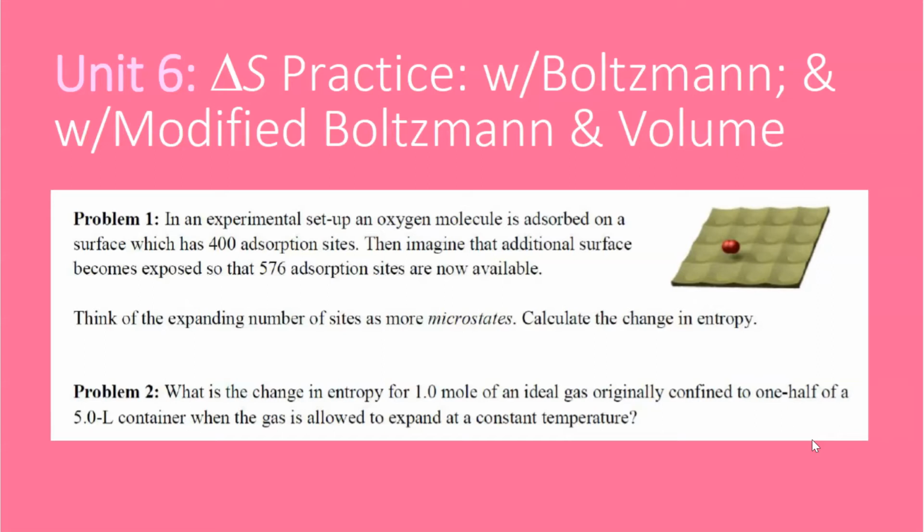has 400 absorption sites. Then imagine that additional surface becomes exposed so that 576 absorption sites are now available. Think of the expanding number of sites as more microstates. Calculate the change in entropy. Problem number 2. What is the change in entropy for 1.0 mole of an ideal gas originally confined to 1/2 of a 5.0 liter container when the gas is allowed to expand at a constant temperature?